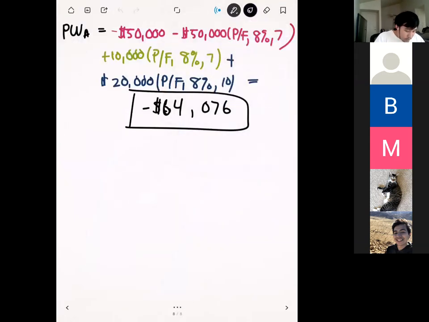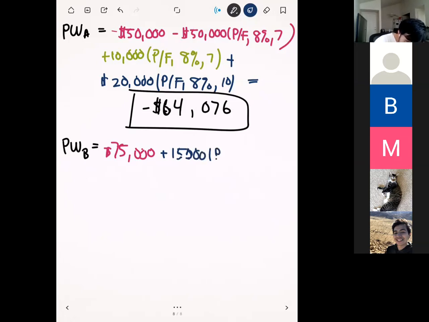And so let's do the present worth for option B. In option B it's a little bit simpler. We just have our initial cost, which is minus $75,000. And to this, we're going to add our early salvage value in year 10. So we're going to add 15,000.